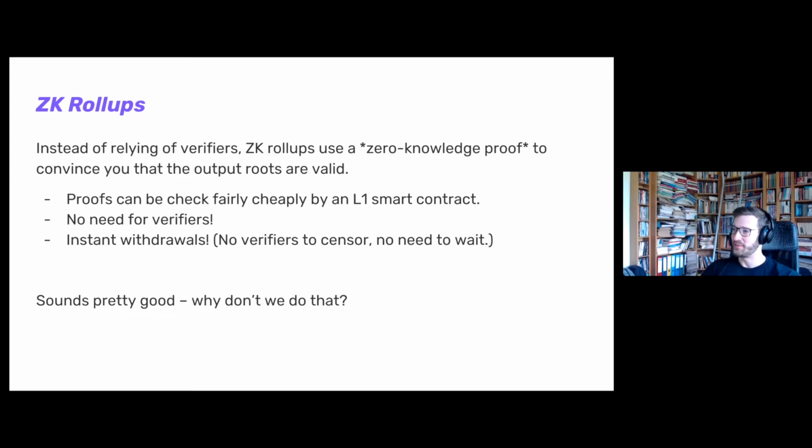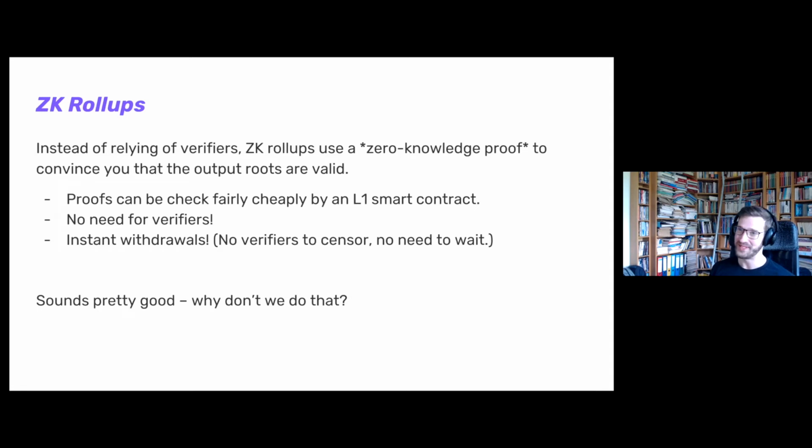So the ZK rollups, they use this zero knowledge proof to convince you that the output roots are valid. So you don't need any verifier anymore. The security is absolute. I mean, as long as there's no bugs, of course, but if you assume everything's correct, the security is absolute because you don't even need a verifier. You just verify the proof in an L1 smart contract. And this is not actually cheap, but it's cheap enough that it's practical. Another great thing is because you don't need a verifier to do a fault proof, you can immediately be sure that the output root is correct, which means you can withdraw instantly and you don't need to wait 7 days.